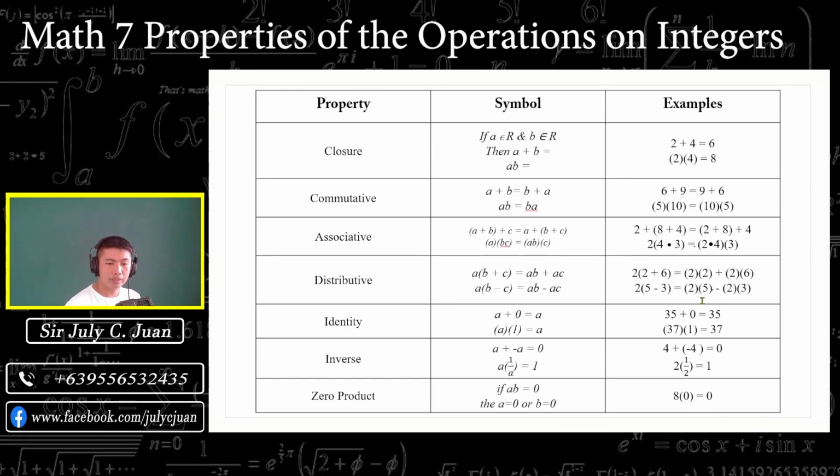Halimbawa, meron tayo ditong 6 plus 9 is simply equal to 9 plus 6. Mas nauna si 6 sa left side ng equation, mas nauna si 9 sa right side ng equation, parehas pa rin yan. Ang sagot natin ay 15. Okay? So, halimbawa din, sa multiplication, 5 times 10 is simply equal to 10 times 5. Commutative nga, diba? 50 is equal to 50.